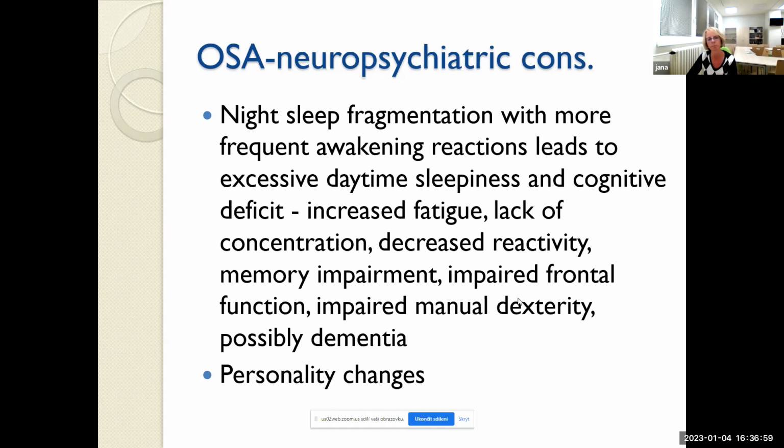Also, they can complain about decreased reactivity, memory impairment, impaired frontal functions, impaired manual dexterity. They say the results of what I do are not so good. What is it? Impaired frontal functions, it is about the mood, it is about how they behave, and also the patients could be mistaken for demented, which is not true. And also they can have personality changes.